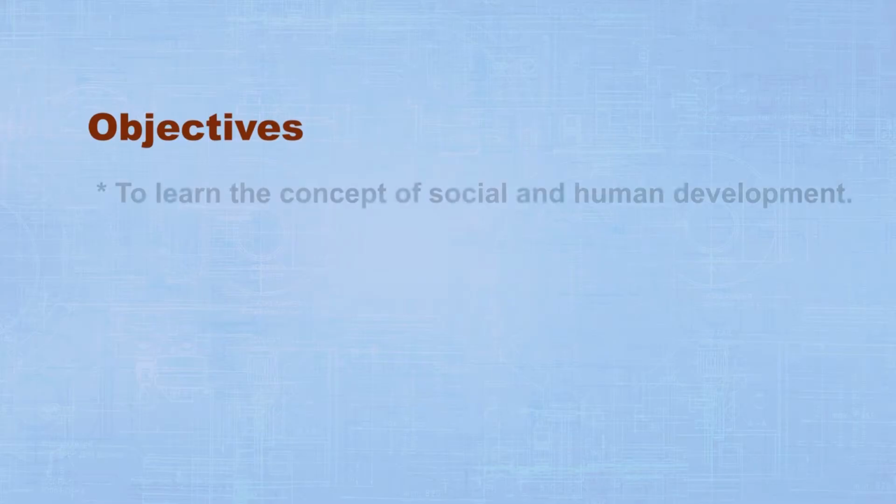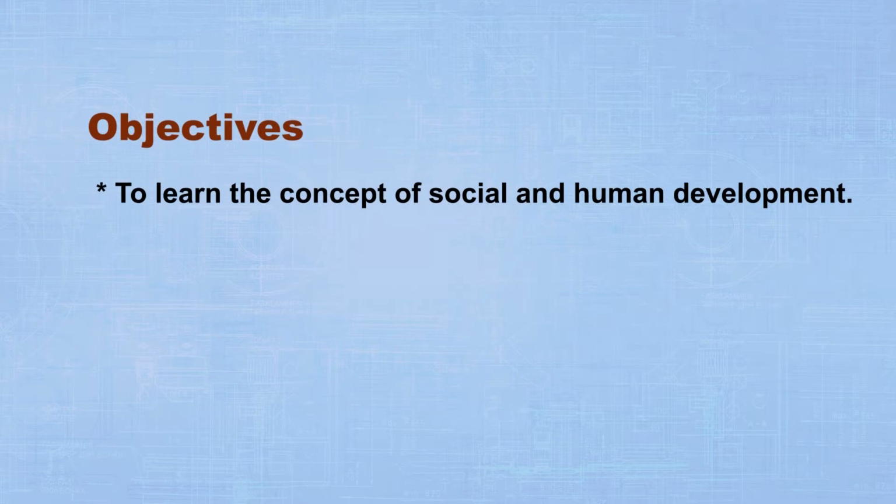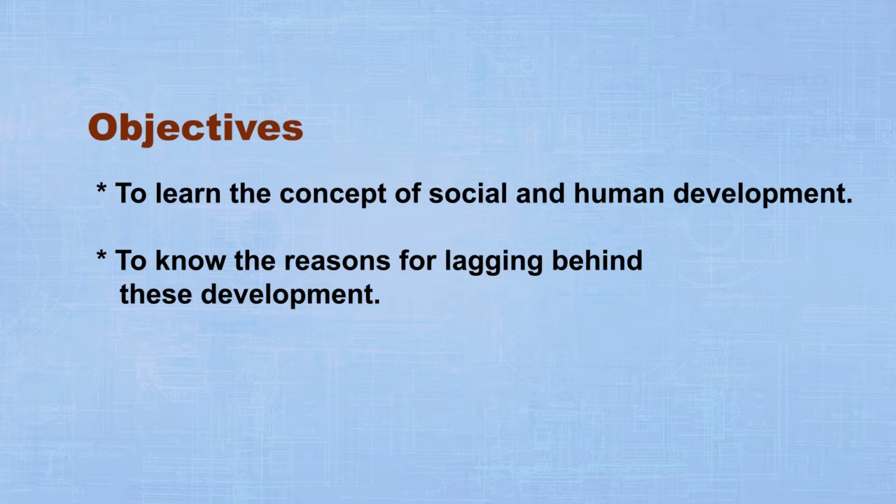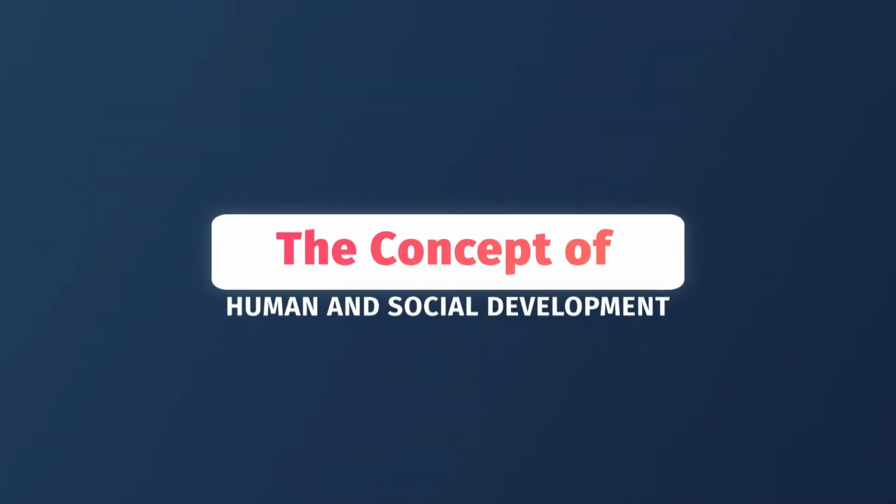Now, let us observe the objectives. To learn the concept of social and human development, to know the reasons for lagging behind this development, the concept of human and social development.